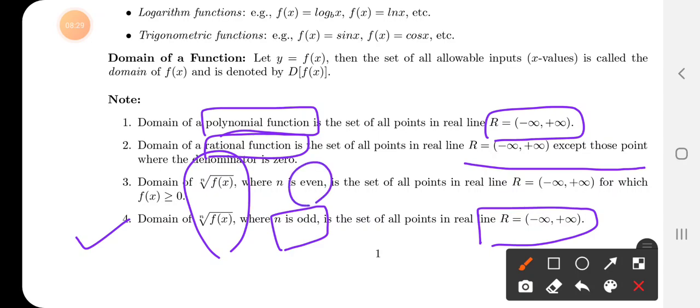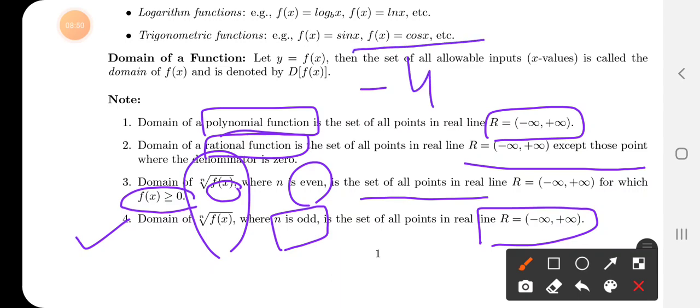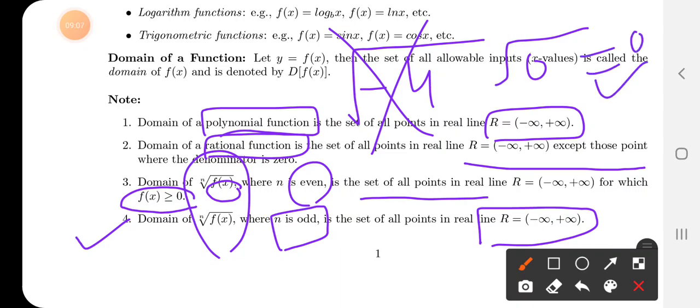But if this one is even, then you have to take care of whatever you have inside it. So the domain is the set of all the real line for which the function inside this square root or radical should be greater than or equal to 0. Because, for example, in a square root you cannot have a negative number inside the square root. This will not give you a real number. This will go to complex numbers, but here we are talking about real numbers, so it's not a real number. Okay. So whatever you have inside the radical should be positive. It can be 0 because the square root of 0 is 0. This is allowed, but negative numbers are not allowed. Okay. So that should be greater than or equal to 0.